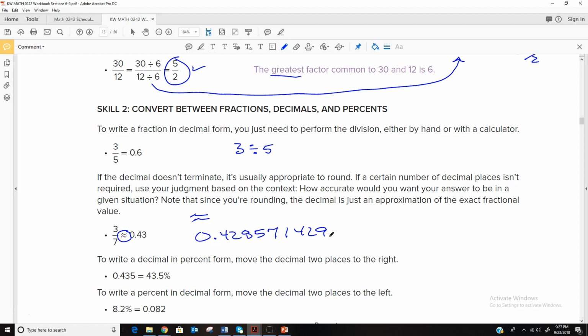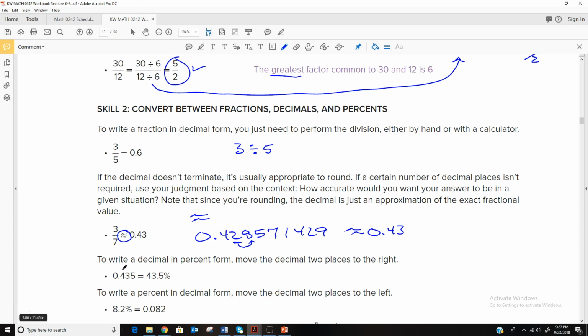But if we say, well, we don't need all of this, we just need an approximation, say I decide to go to that second decimal, I still have to look to that third decimal to decide, do I leave it 0.42 and just cut it off, or do I have to round that 2 up to a 3? Well, in this case, because that's an 8, we decide we're going to round to 0.43.